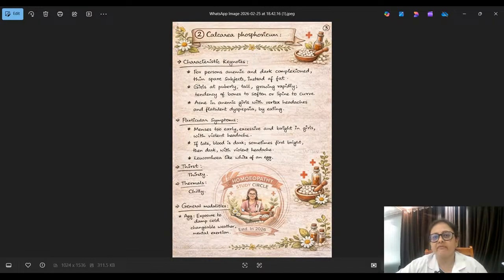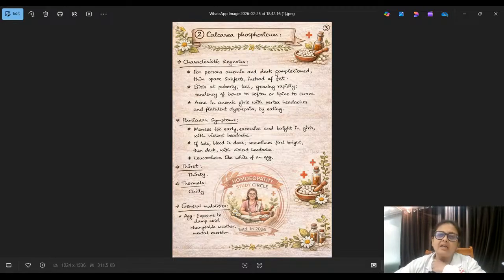Next is Calcarea phos. Okay, characteristic keynotes of Calcarea phos. See here what Allen says: for persons anemic and dark complexioned, thin, spare subjects instead of fat. See, in Antim crude we saw the girl was obese. She had a tendency to obesity. Here the girl is thin. Here the girl is anemic and dark complexioned.